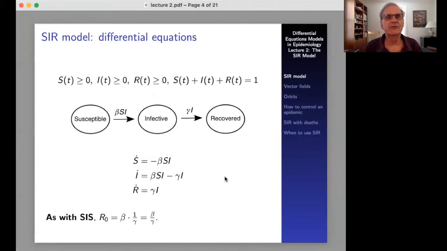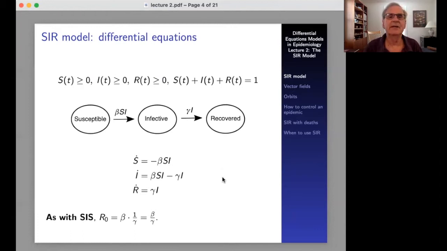So the differential equations that we have this time are very similar to the differential equations for the SIS model. S dot is minus beta SI, much as it was before. Previously, we had a plus gamma I term because infectives return to the susceptible class, but this time they're not going to return to the susceptible class. For I dot, we have exactly the same equation we had in the SIS model, beta SI minus gamma I. And we have a new equation for the recovereds. R dot is gamma I because the infectives, when they recover, go into this new compartment.